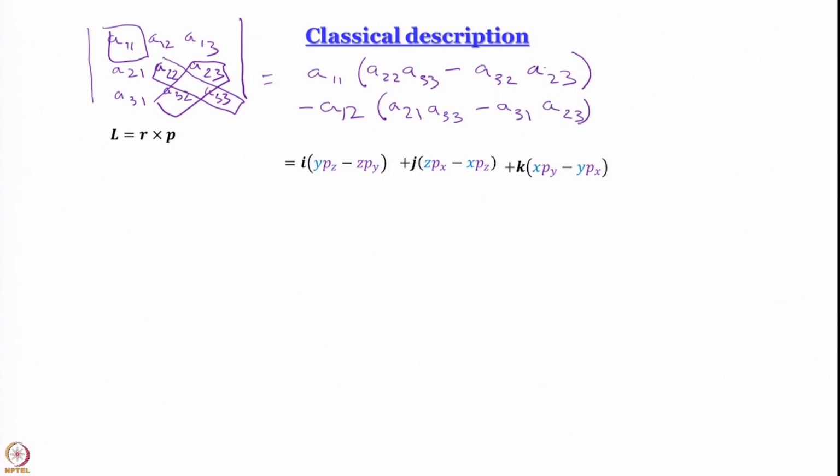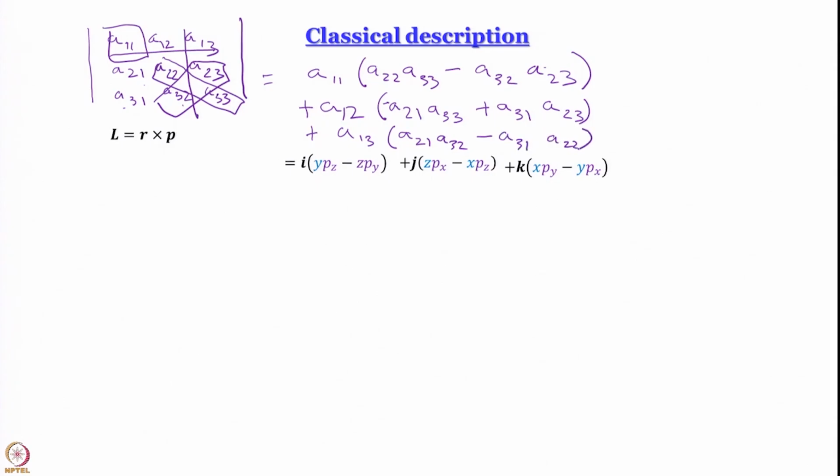Okay. Or if we want to write plus, then all that will happen is that this will become plus and this will become minus. Then again plus A13. A13 is first row and third column. So, leave those out, it will be A21 into A32 minus A31 into A22.